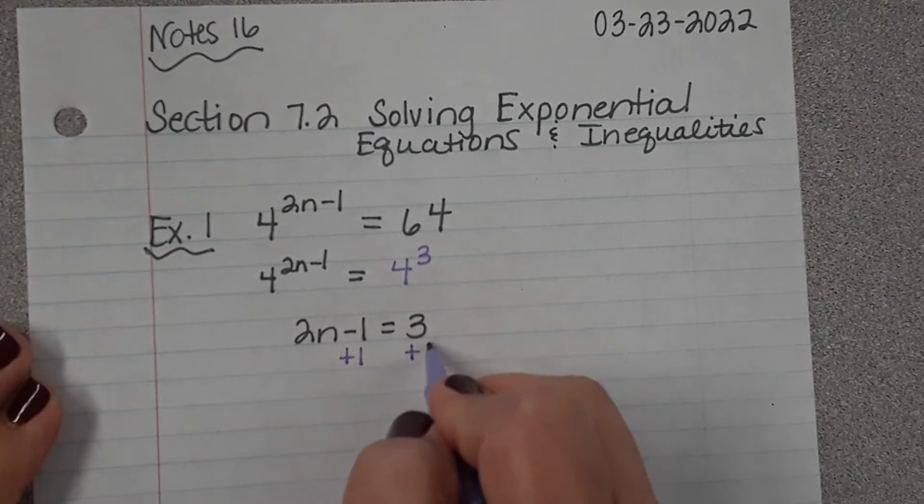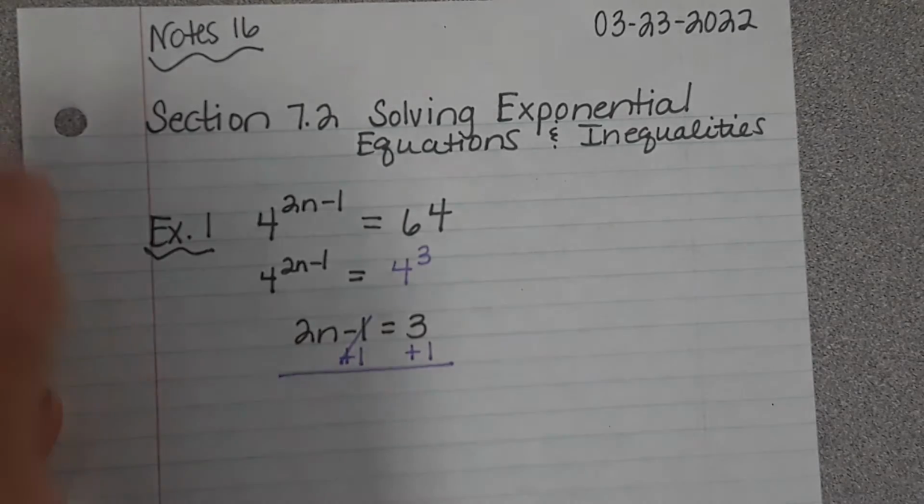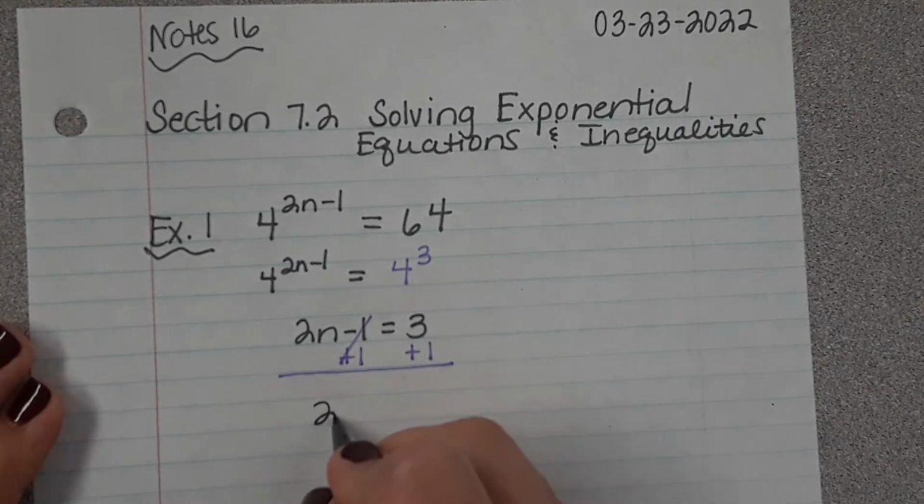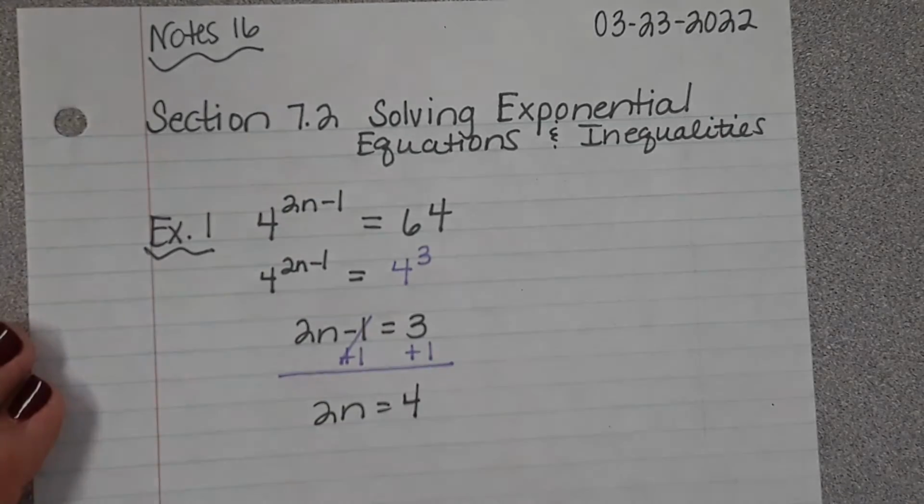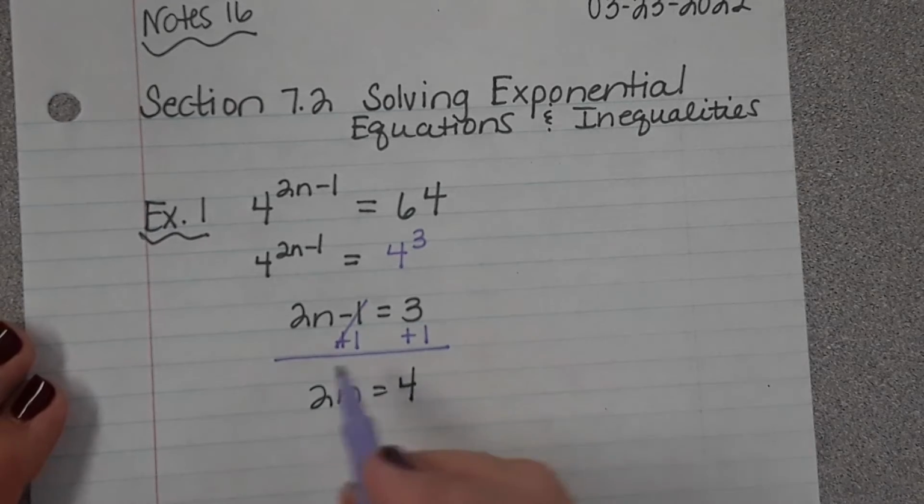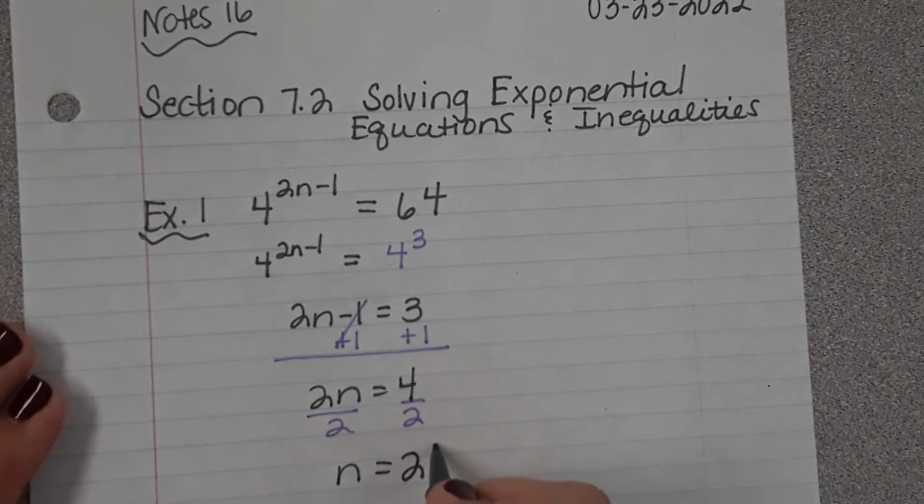We're going to add 1 to both sides. 2n equals 4. You're going to divide by 2. And n equals 2.